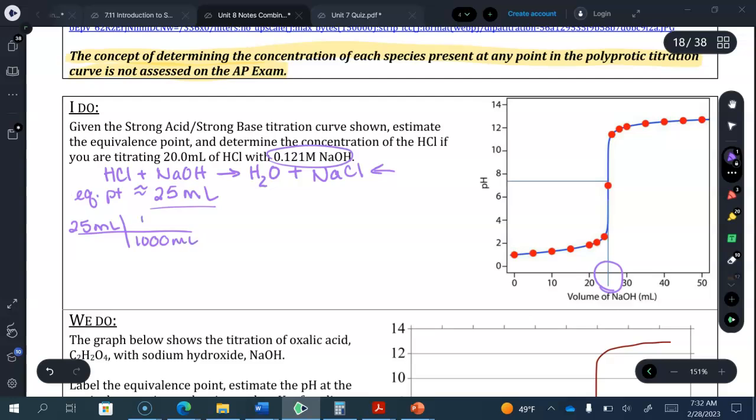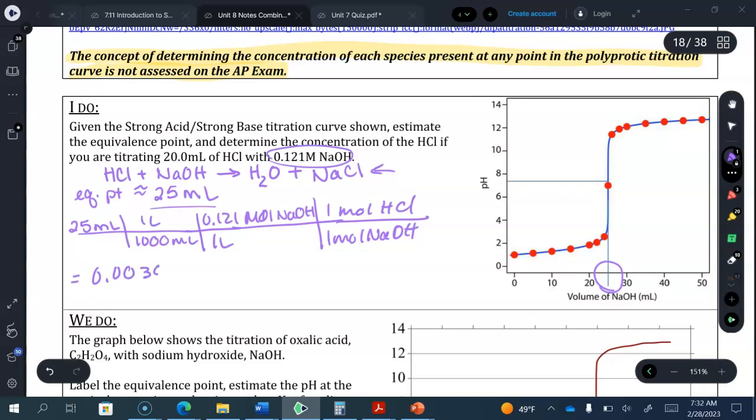1,000 milliliters to 1 liter. 1 liter is 0.121 molar or moles of sodium hydroxide. And then we have 1 mole of sodium hydroxide to 1 mole of hydrochloric acid. Okay, when we solve that math, we end up with 0.00325 moles. We are allowed 2 sig figs, so I'm going to underline that.